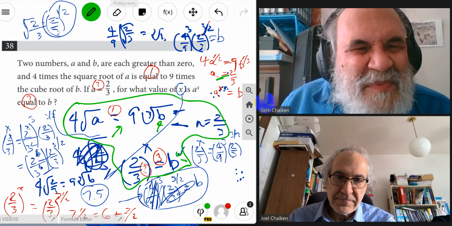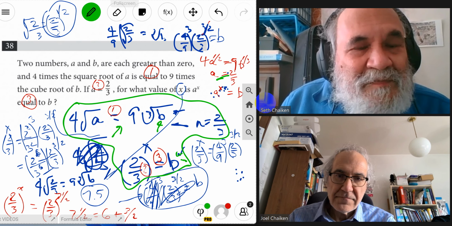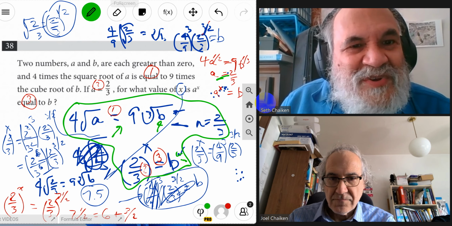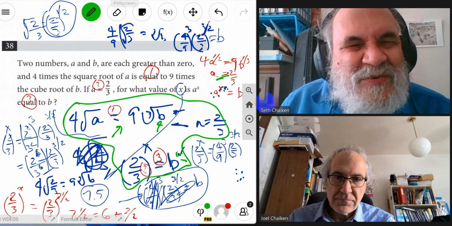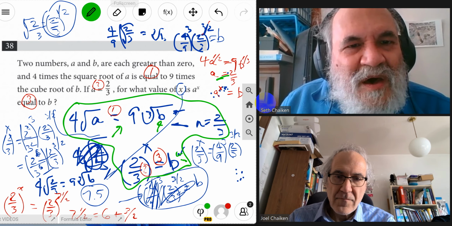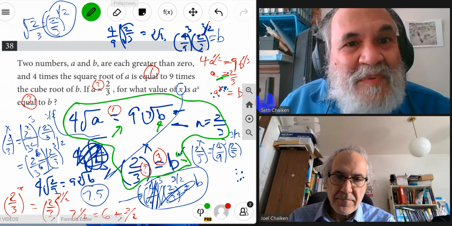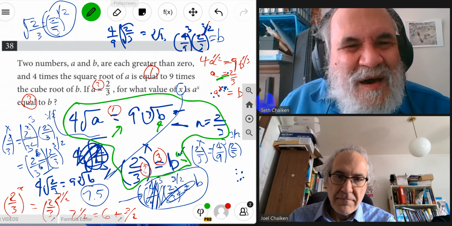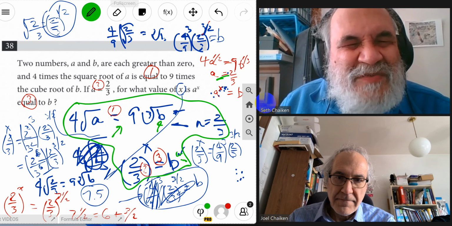There's the B, there's the B. There's A, and it tells me what A is, and so then from this I would say, okay, we just take these two equations, replace the A by 2/3, and then we could solve for x.